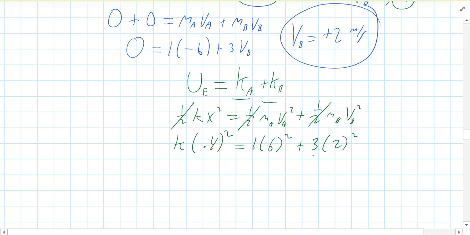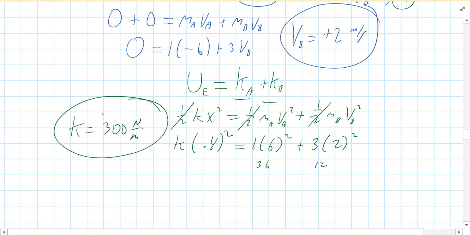If you do your math here, this is a 36, and this is a 12. So 48 divided by 0.4 squared. If I do that in my calculator, what do I get? I get 300 newtons per meter. So that is your spring constant.